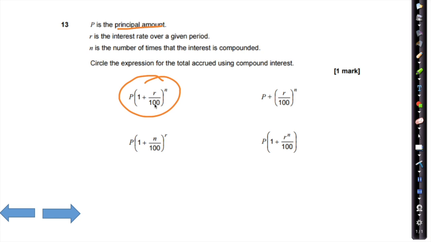R being the interest rate, which is a percentage, so it's out of 100, and then it's raised to the power of the number of years. So there's 1 mark for that, and I don't really want to spend too much time on it.